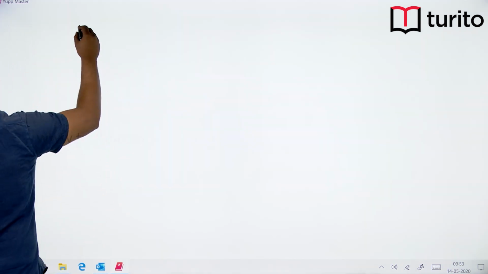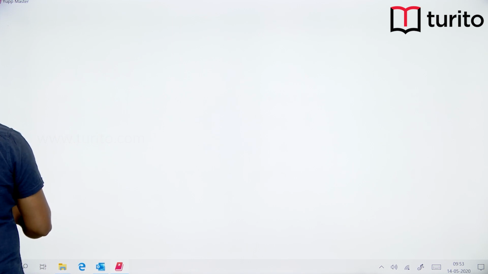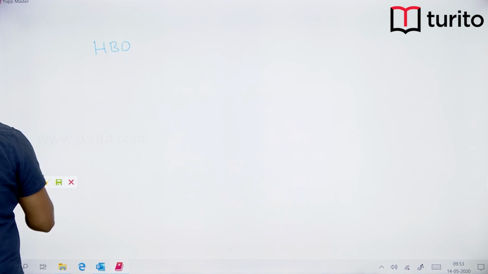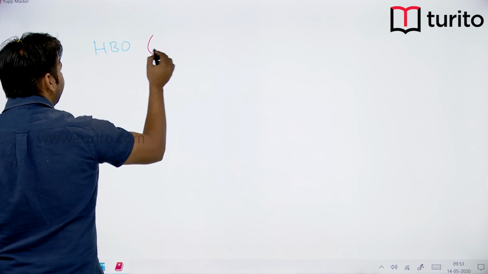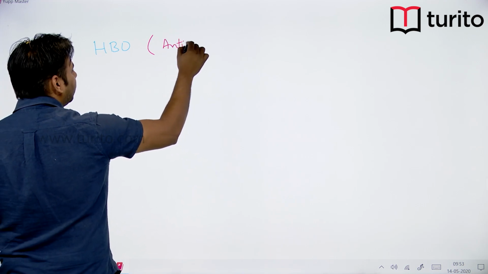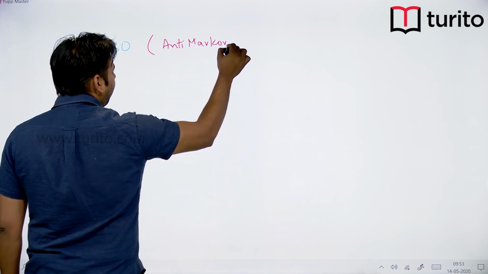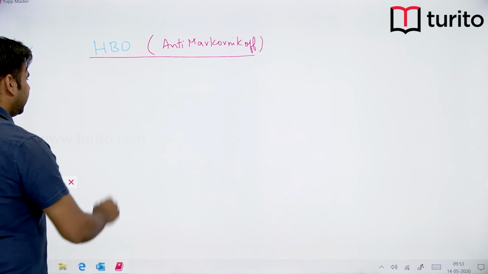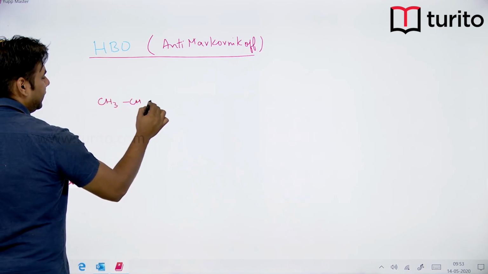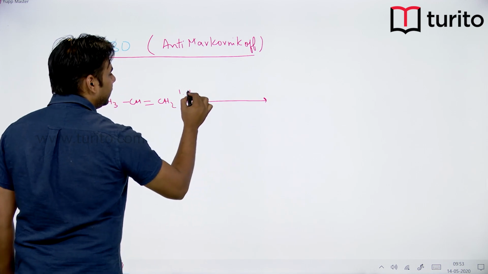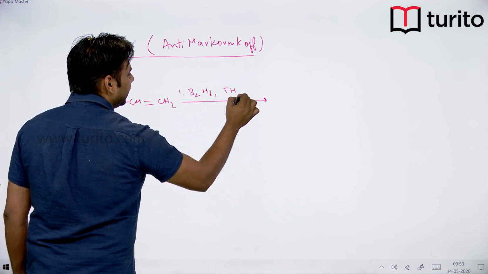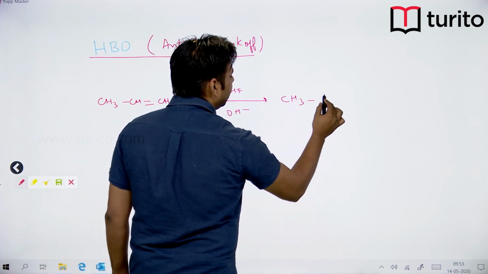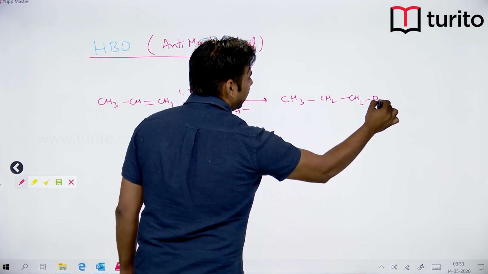Now if you look at hydroboration oxidation, this is a very easy mechanism. HBO, that is the hydroboration oxidation reaction, is an anti-Markovnikov addition of water. Suppose you take any alkene and react it with B2H6 in presence of THF, and in the second step you add H2O2 and OH negative. You will get a 1 degree alcohol, which is the anti-Markovnikov product.